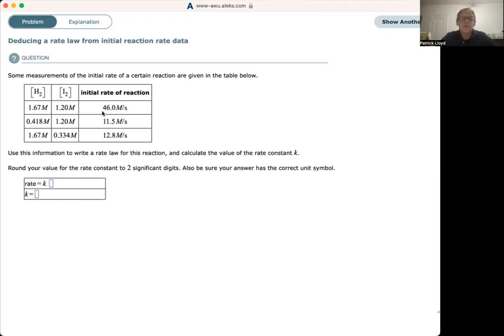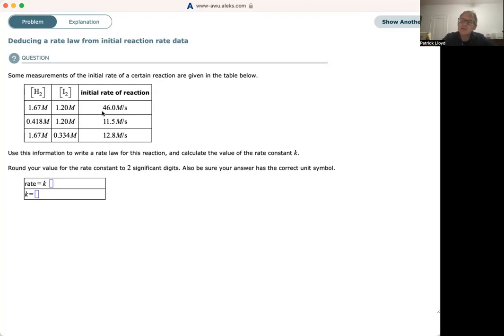Okay, in this one, we're going to look at a differential rate law. This one is called Deducing a Rate Law from the Initial Reaction Rate Data. In this particular example, we're not given the orders of the reactants. Some measurements of the initial rate of a certain reaction are given in the table below.